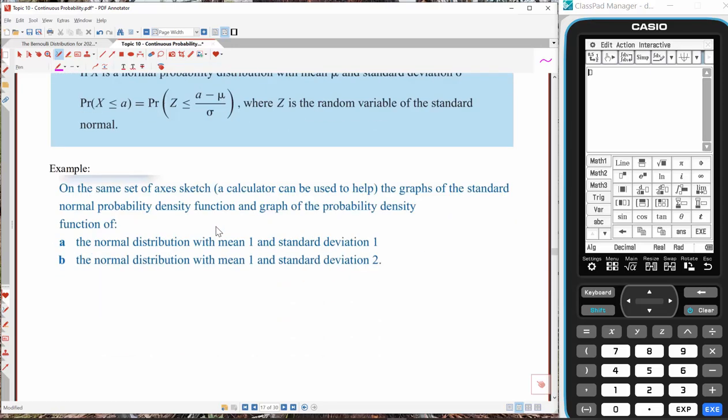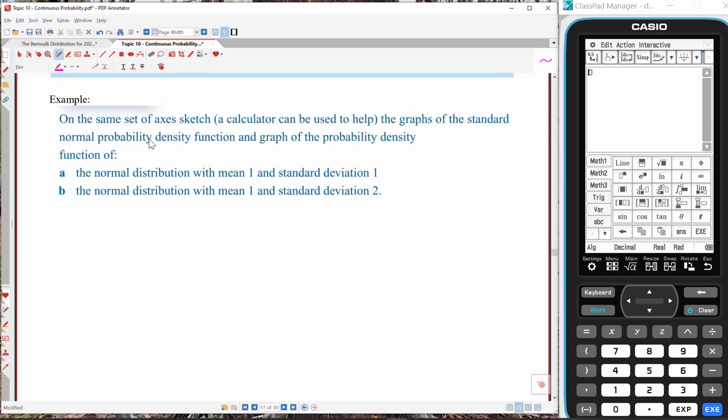Okay, so let's have a look at one. On the same set of axes, sketch, and a calculator can be used to help, the graphs of the standard normal probability density function and a graph of the probability density function of a normal distribution with mean of 1, standard deviation of 1. So recall, let's do the first one. I'll just draw up a quick Cartesian plane.